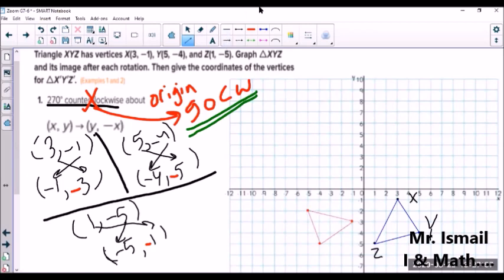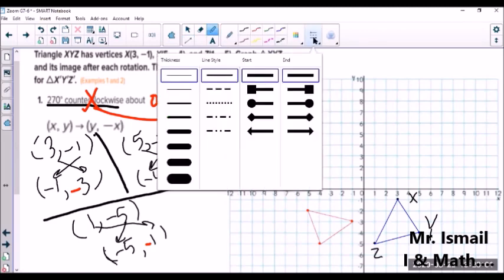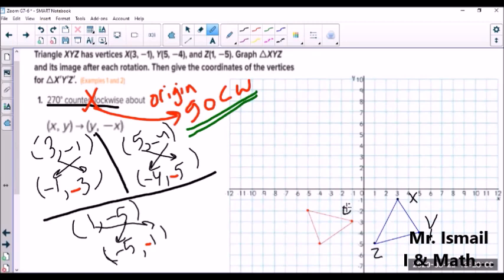And here, the points. -1, -3. This is point E prime. The point Y prime, -4, -5. The point Z prime, -5, -1.